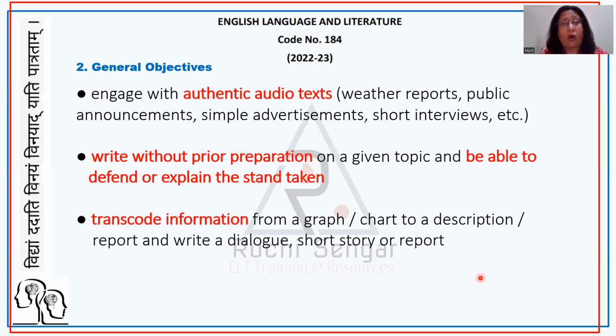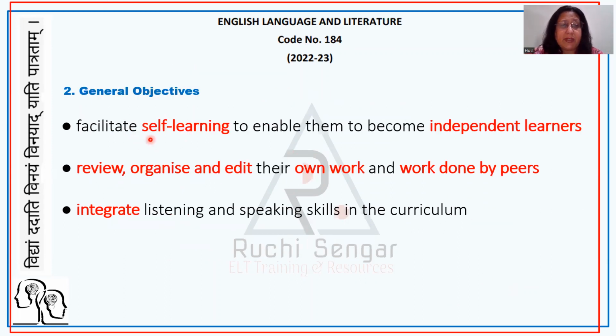You're not teaching them for the purpose of assessment. You're teaching them for the purpose of exposure. Because if these things come in literature questions, it is not about the format. They basically want to see your fluency and your organization. The last of the general objectives, self-learning. Independent learners, please take a back seat. It's a student-centric classroom. Review, organize, edit their own work and work done by peers. So your checklists. Checklists are extremely important. Even if you put up a rubric, let the peers assess. Luckily, all of you have the system where you have multiple assessments and so on, you can use this.